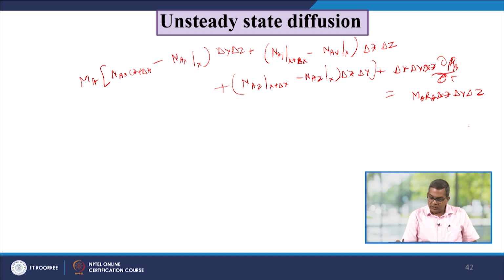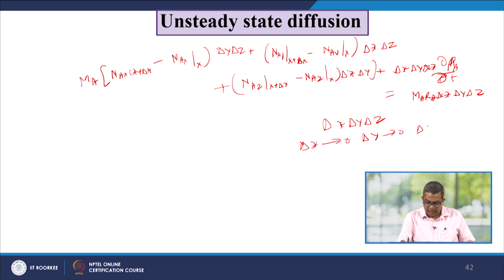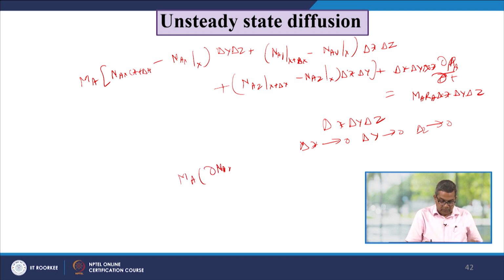Now, if we divide both sides by delta x delta y delta z, and take delta x tends to 0, delta y tends to 0, and delta z tends to 0, then for component A we have MA del NAx over del x plus and so on, plus del rho A over del t is equal to MA RA. This can be equation number 5.